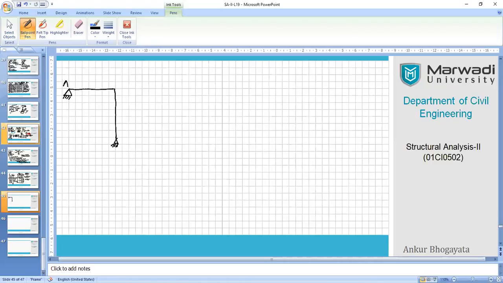So I'm taking A, B, and C, for example. This is my simple plane rigid frame. Why am I saying rigid? Because two members are rigidly connected together. So this joint B is rigid in nature. That means it will be transferring all three basic force types: reaction, axial force, and moment, right?